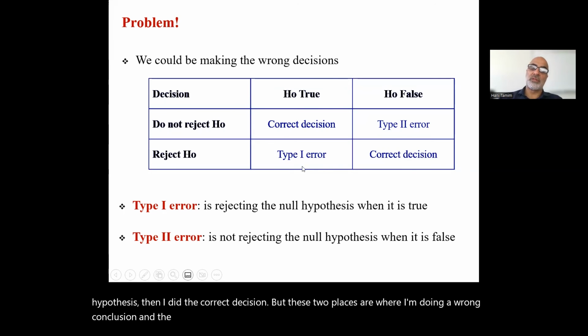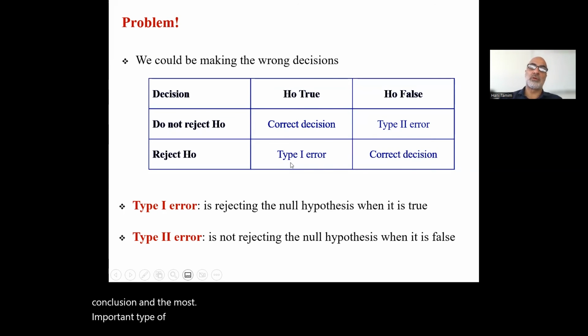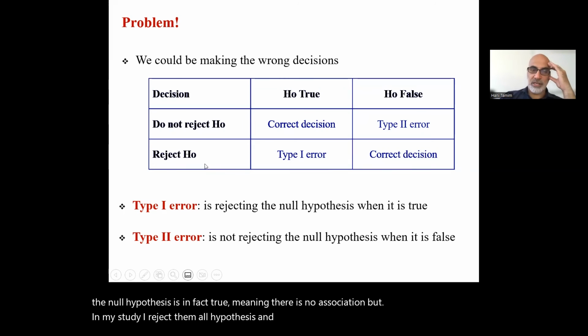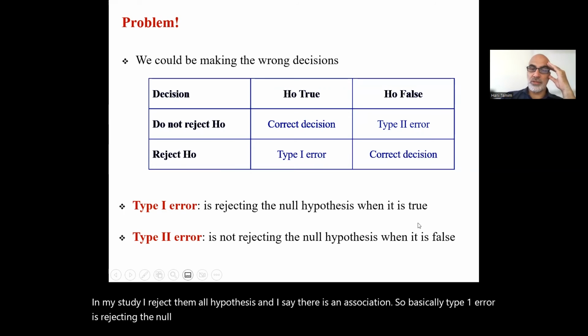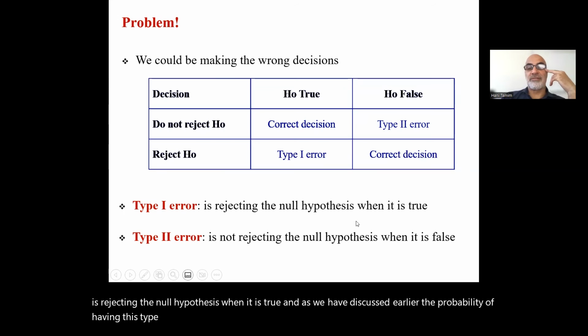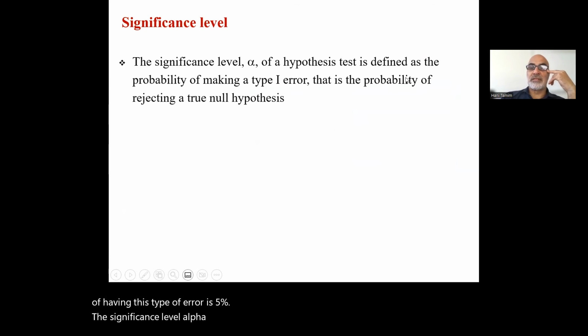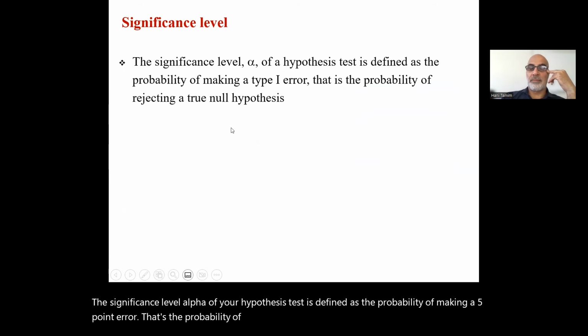The most important type of error is the type 1 error, which is the alpha error. It is when the null hypothesis is in fact true, meaning there is no association, but in my study, I reject the null hypothesis and say there is an association. So basically, type 1 error is rejecting the null hypothesis when it is true. As we discussed earlier, the probability of having this type of error is 5%. The significance level alpha of a hypothesis test is defined as the probability of making a type 1 error, that's the probability of rejecting a true null hypothesis.